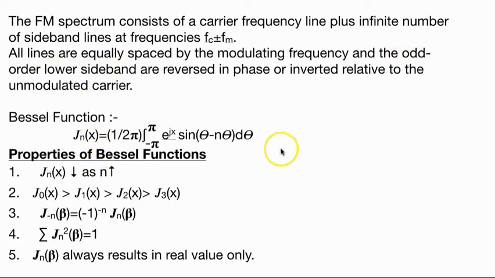Okay. Now the Bessel function is 1 upon 2 pi, integral from minus pi to pi, e to the power j(x sine theta minus m theta) d theta. These are the very important properties of the Bessel function. As the number n increases, Jn x decreases. That means J0 x is the maximum value. I have already talked about this, how to convert from a negative n value to a positive n value. The sum of Jn square beta is 1. Jn beta always results in a real value.